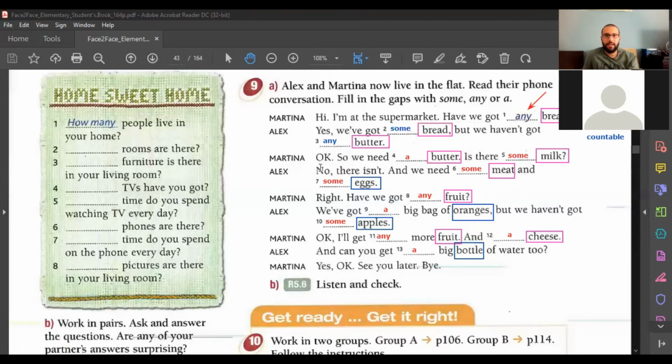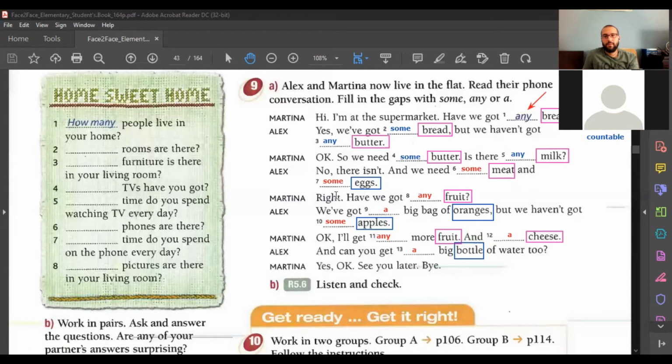What about here? So we need some. Better. Wrong here. What do you need? Some is better. Okay. Is there any milk here? No, there isn't. And we need some meat and some eggs. Any eggs? No.